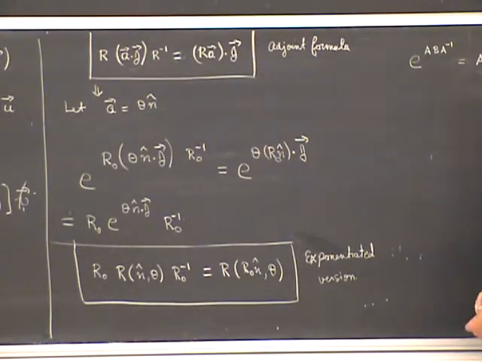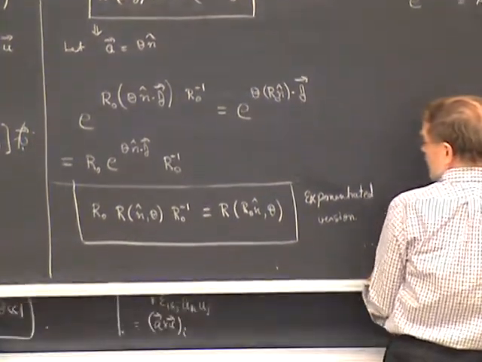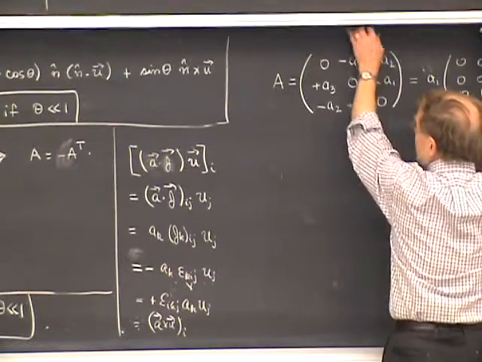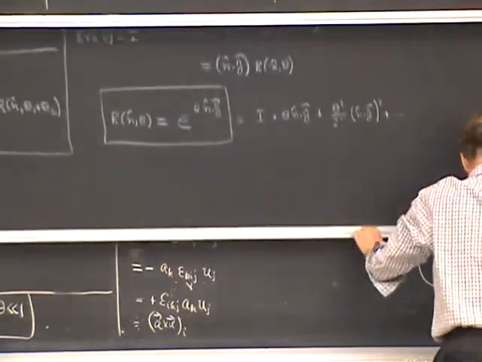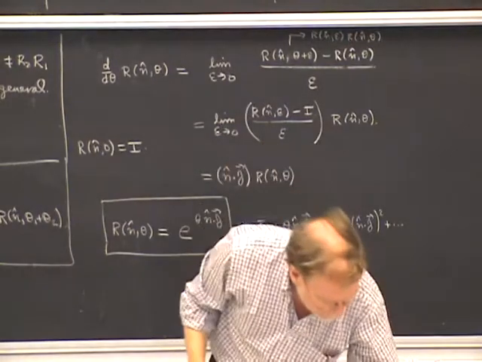Alright, so that's the exponentiated version of the adjoint formula. I'm going to apply it in just a moment. In fact, I'm going to apply it next.